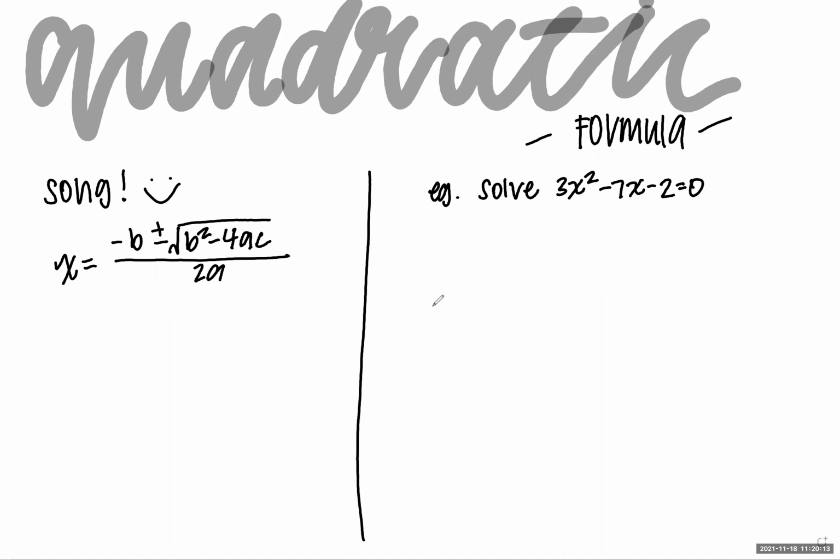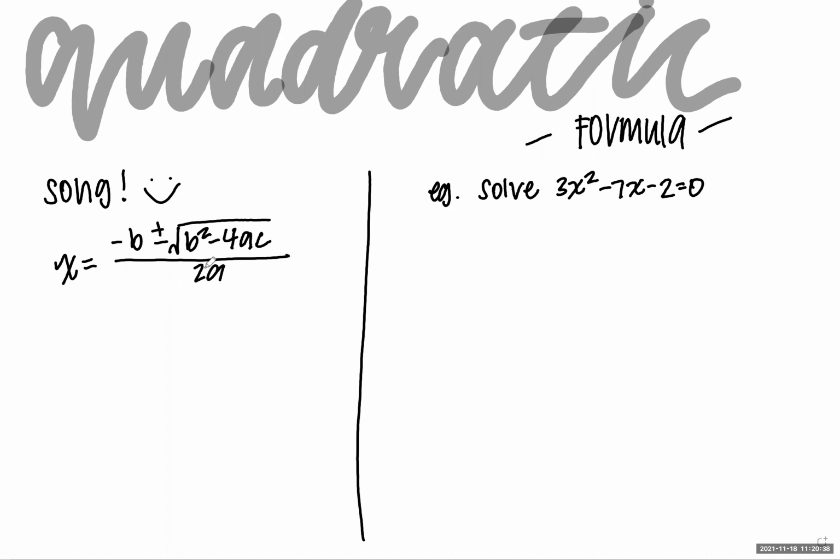The song goes like: the quadratic formula is negative b plus or minus square root of b squared minus 4ac, all over 2a.